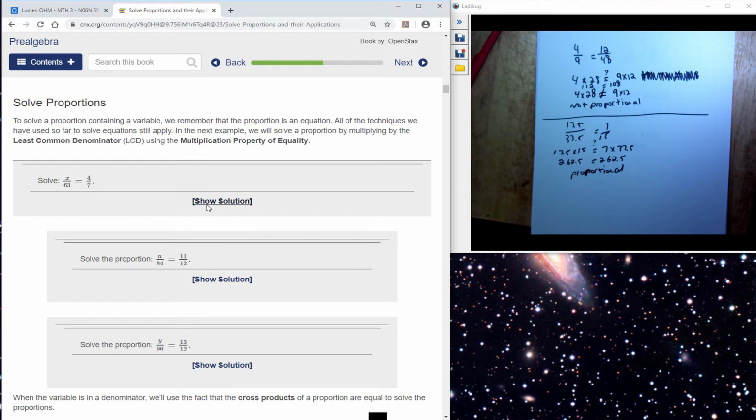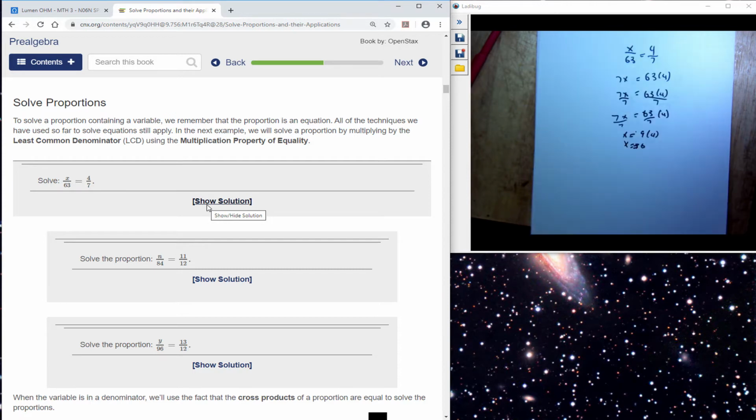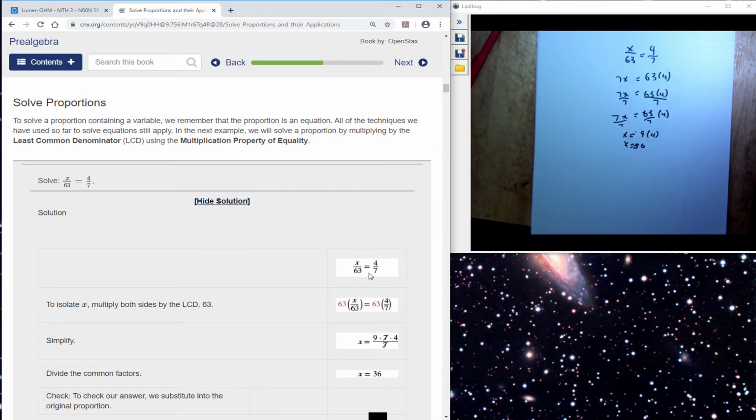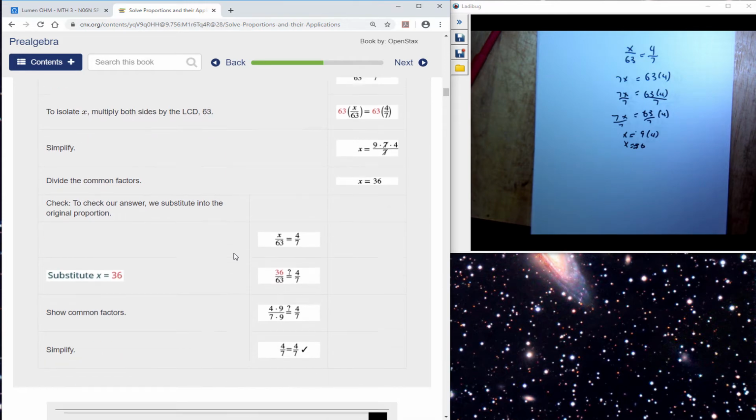We can use the cross product property to solve for the missing variable. Here I have my proportion. I cross multiply. So I have 7x is equal to 63 times 4. Divide both sides by 7. So I have 63 over 7, which is 9, times 4 is 36. That's my answer there.